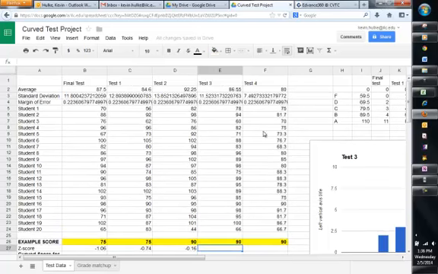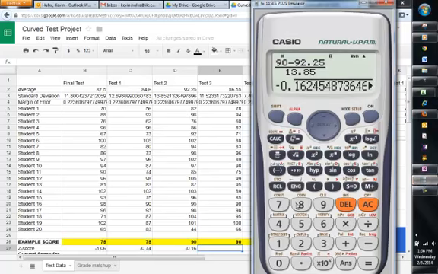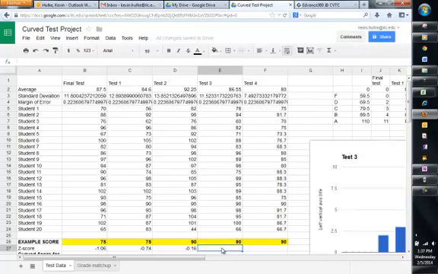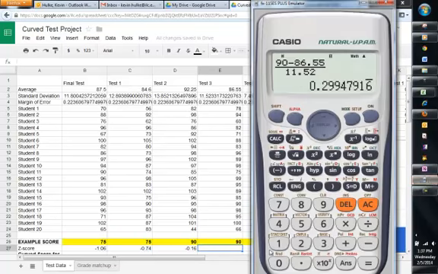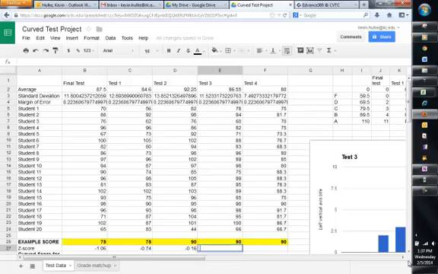All right, let's go to the next one. Test 3. Now my score is 90 again, minus 86.55 over 11.52. Now my z-score is 0.30. It's a positive number. And the reason for that is I'm above average. I got a 90, the average was 86.